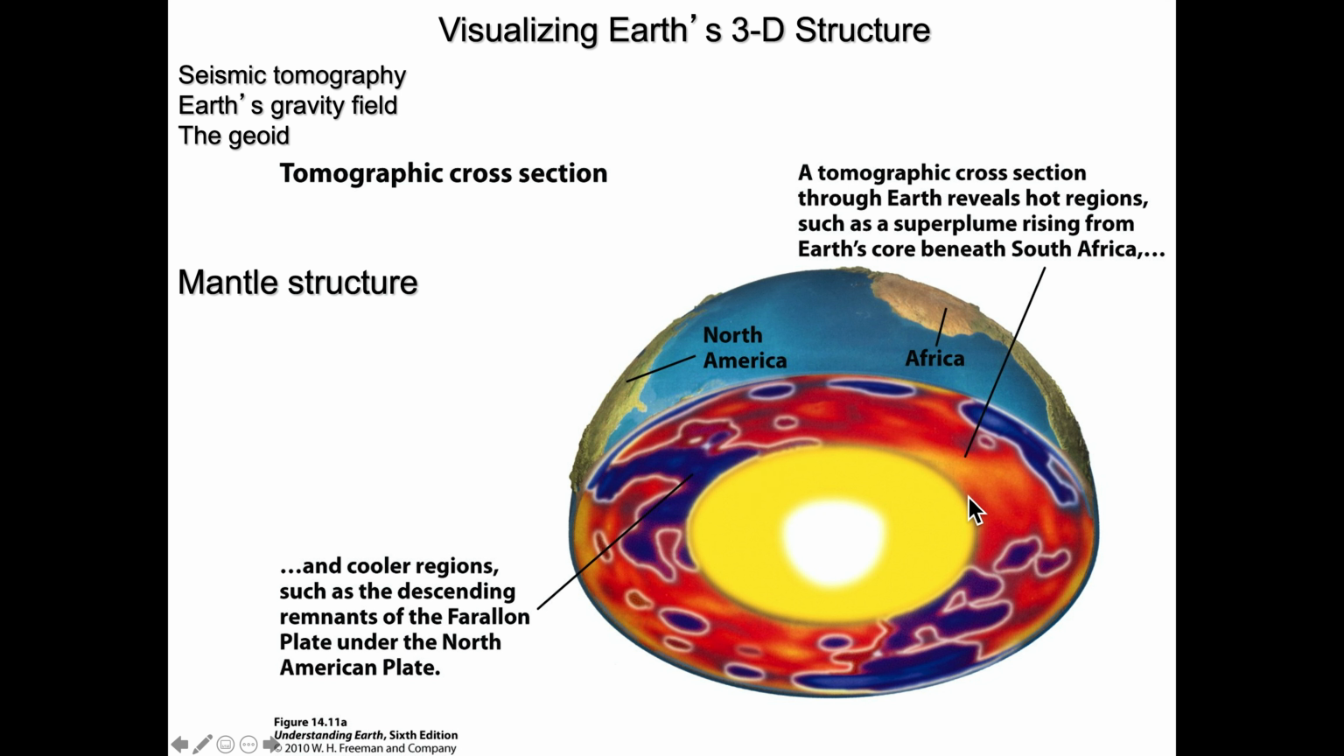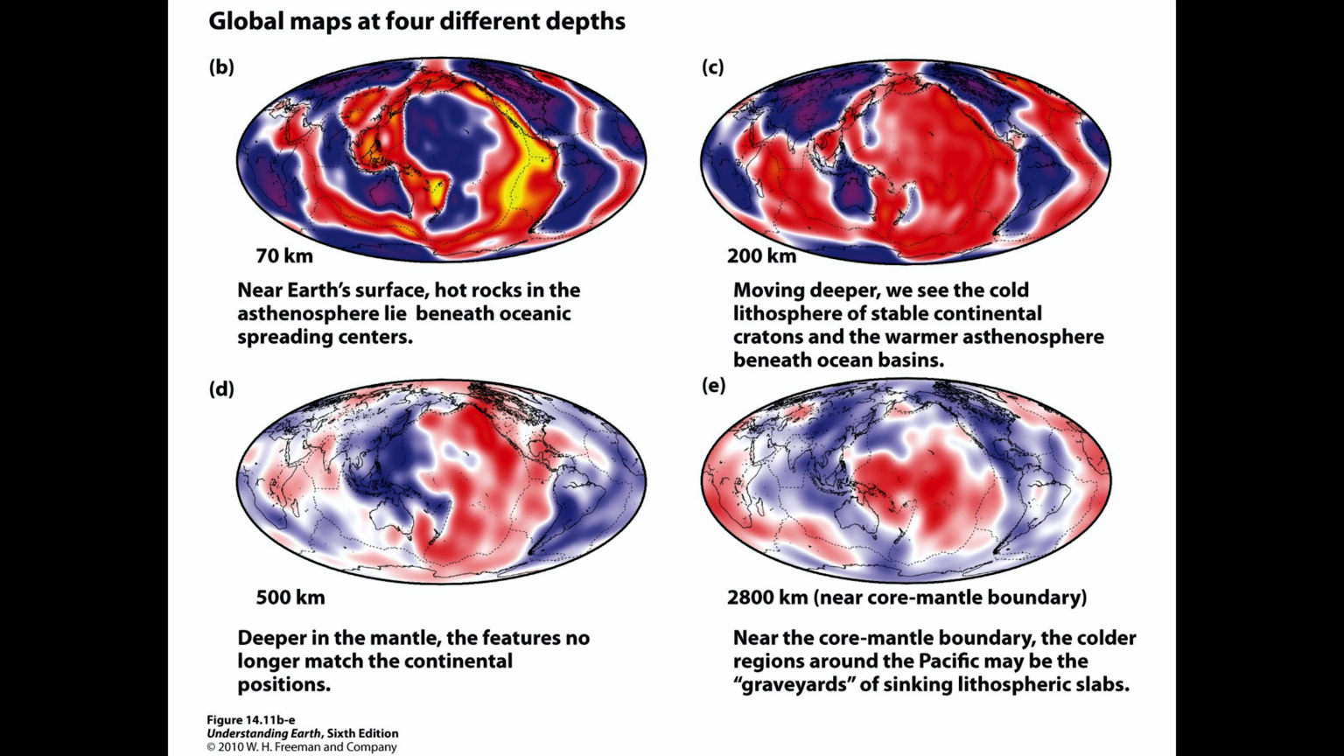Taking a look at the Earth at 4 different depths, near the Earth's surface, the cool areas, the cool regions within the Earth, look similar to the continents. So here we can see South America, North America, we can see Asia, we can see Africa here as cool features in the Earth at 70 kilometers depth. When we move to 200 kilometers depth, we still see those large cool regions that are related to the continents.